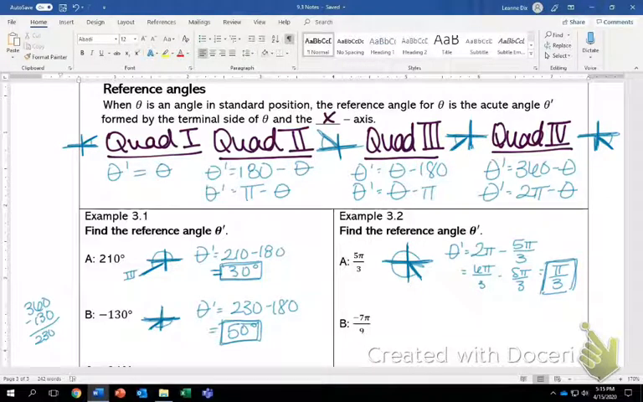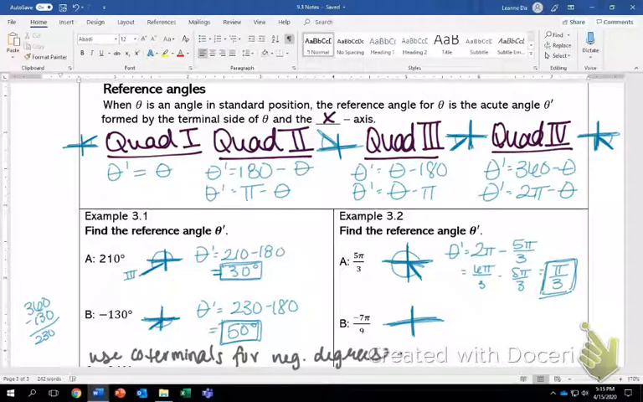All right, so example 3.2b, negative 7 pi over 9. Let me draw my coordinate plane. Again, I recommend using the coterminals for negative degrees. So that's what I did over in 3.1 over here, with the 230. So for letter B, I can figure out what this is going to be. This is going to be 2 pi minus 7 pi over 9. 2 pi can be converted to 18 pi over 9 minus 7 pi over 9. It's just going to equal 11 pi over 9.